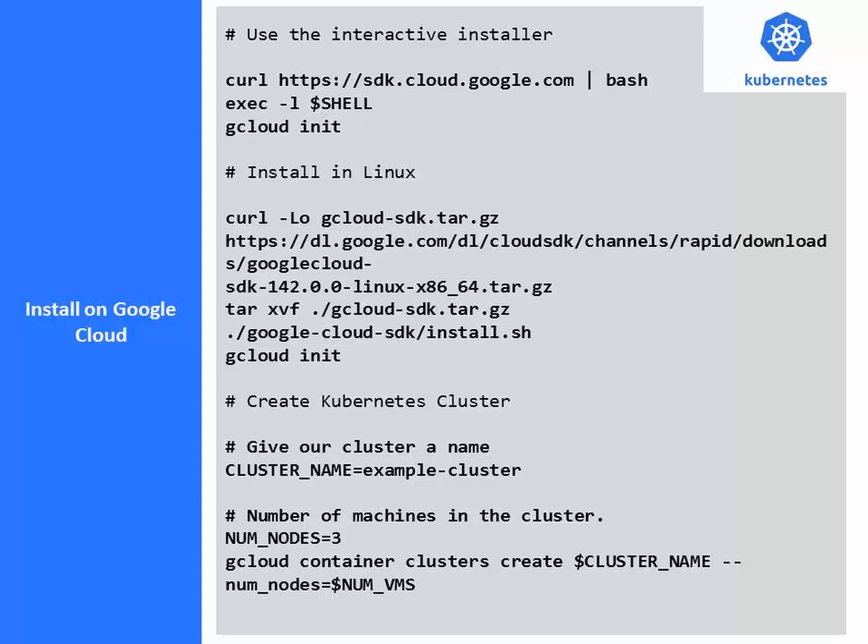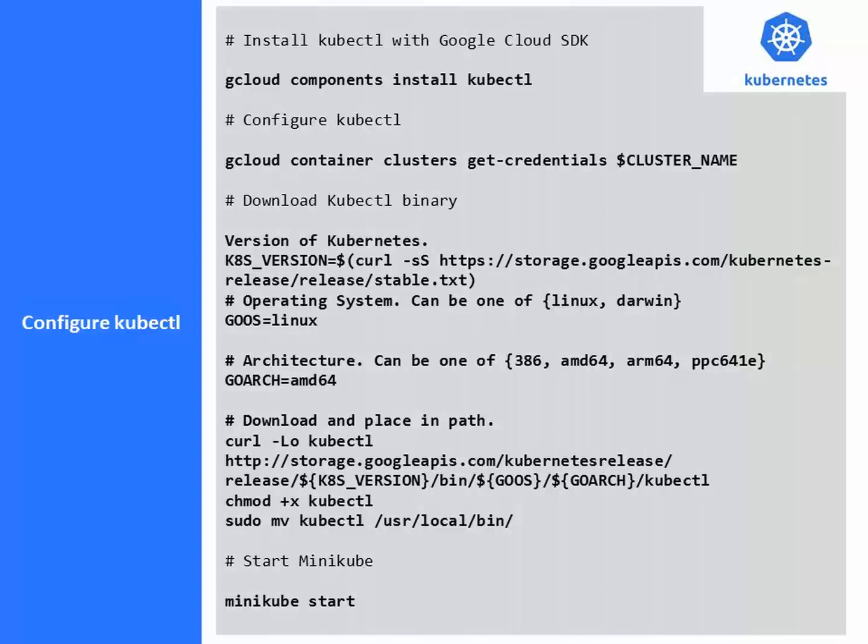Once gcloud is installed, create a Kubernetes cluster with CLUSTER_NAME equals example-cluster. Give our cluster a name. NUM_NODES equals 3. Set the number of machines in the cluster. gcloud container clusters create $CLUSTER_NAME --num-nodes=$NUM_VMS. A Kubernetes cluster is controlled using the kubectl command. The method of configuring kubectl depends on where Kubernetes is installed. To install kubectl using the Google Cloud SDK, use the next command: gcloud components install kubectl.